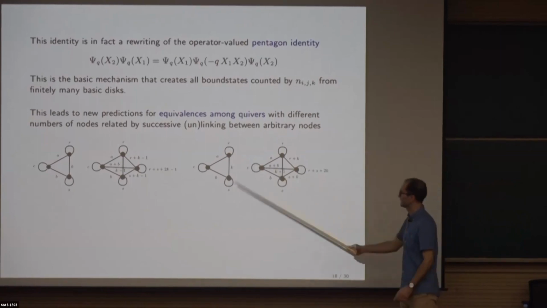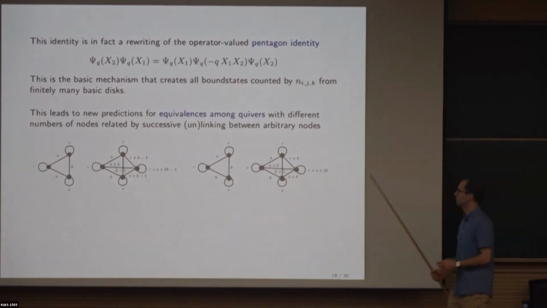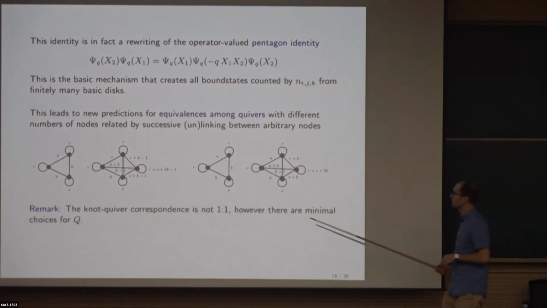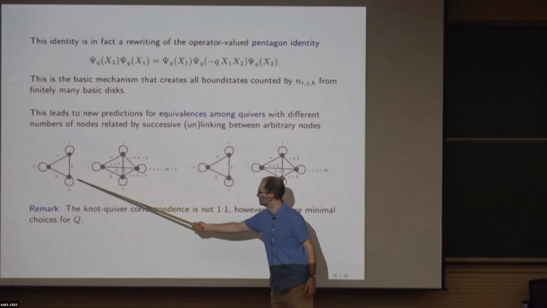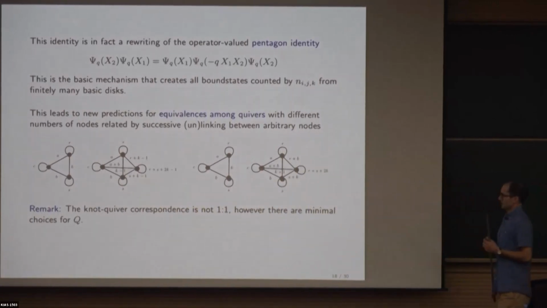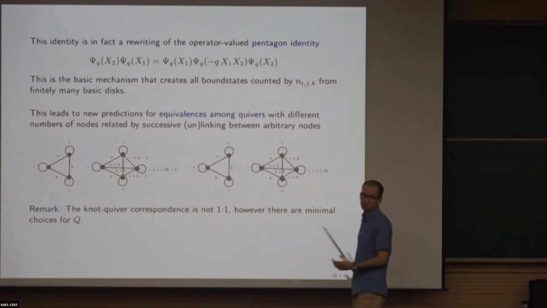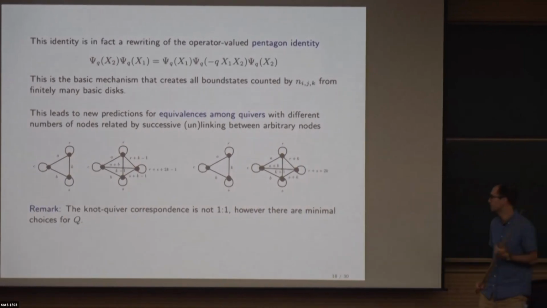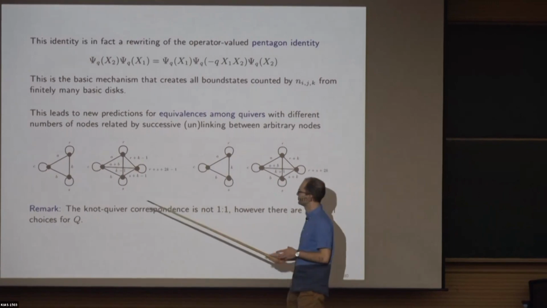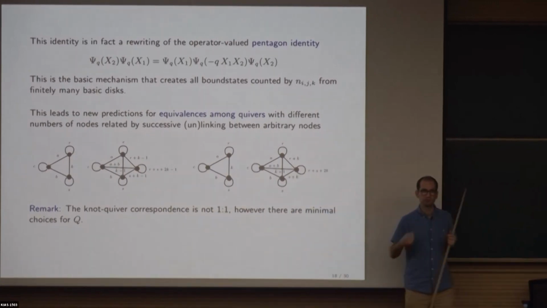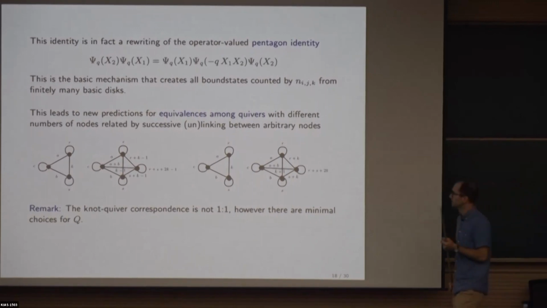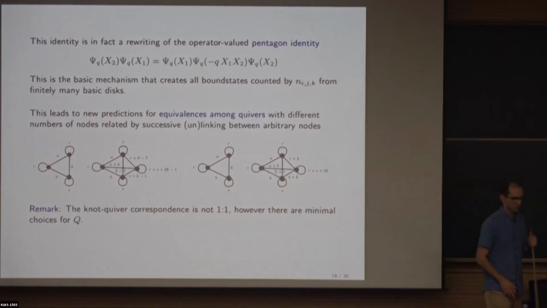Just using skein relations, you can predict that there should be some equivalence relations among quivers with different numbers of nodes and different linking structure. And that's true. So one can show that this has the same partition function as that, and same here. And so an obvious consequence of this then is that the knot-quiver correspondence, since it's only about the partition function, cannot be one-to-one. However, every time you do such an operation, you end up introducing new nodes, because that's the splicing in the skein relation. And so what must be true, at least, is that there are minimal choices for the quiver. So there's always a minimal set of M2 branes that you can use to describe knot invariants.